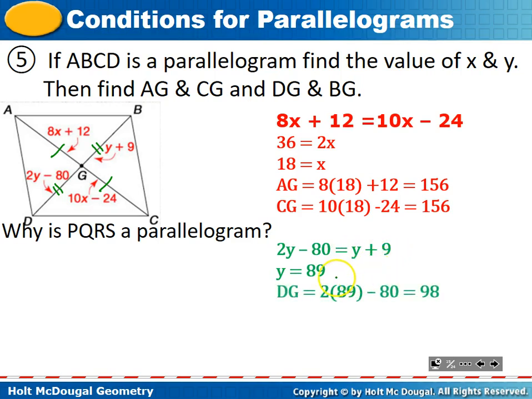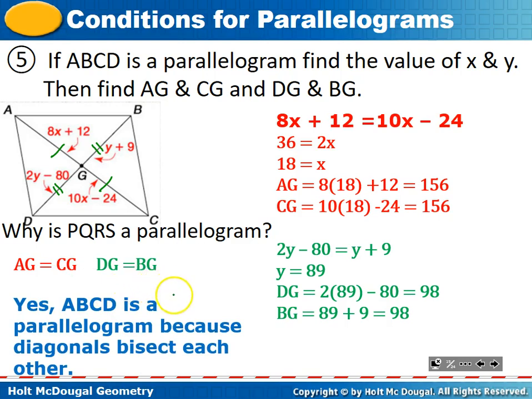Now we're going to plug that value back in for DG. So that's going to be 2 times 89 minus 80, which is 98. And then we're going to do 89 plus 9, which is 98 as well. That again tells us that AG is equal to CG and DG is equal to BG. So this does allow us to prove that these two are congruent, because in ABCD the diagonals bisect each other.